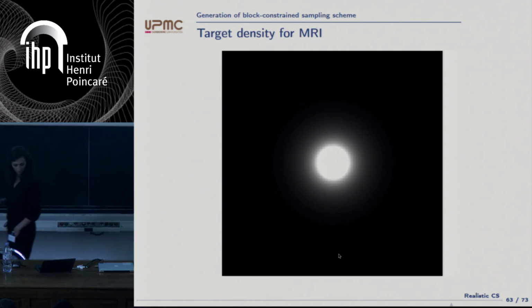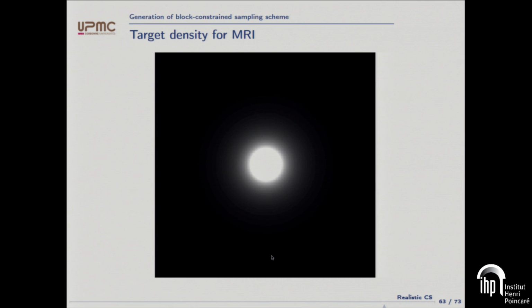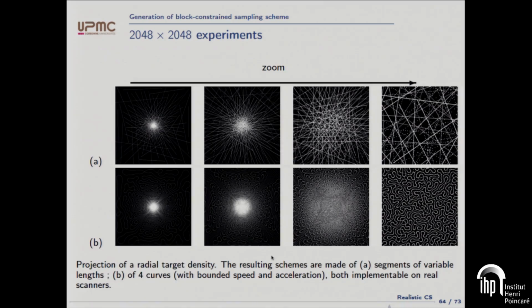If you take this kind of target density for the MRI, the radial stuff, you can project it on the space of measures supported on curves, or supported on horizontal lines or segments of variable lengths, whatever you want. And this is the output of our strategy, here for straight segments, and here for curves with bounded speed and bounded acceleration. This is just a zoom in the center of the image, to be able to see that this is straight lines and this is something curvy.